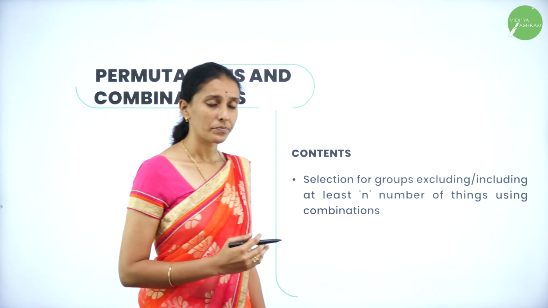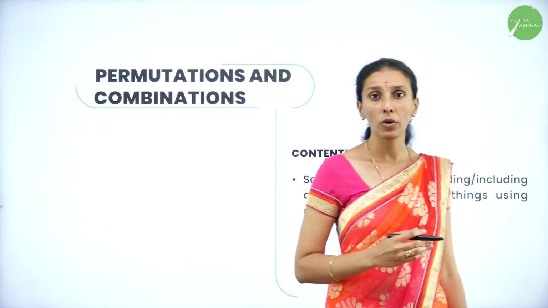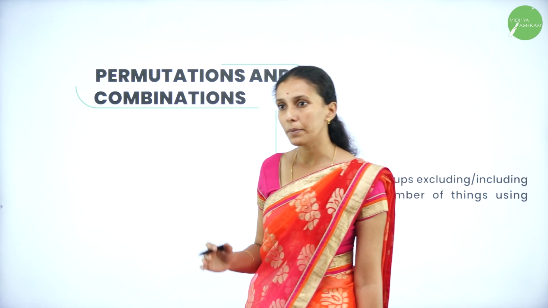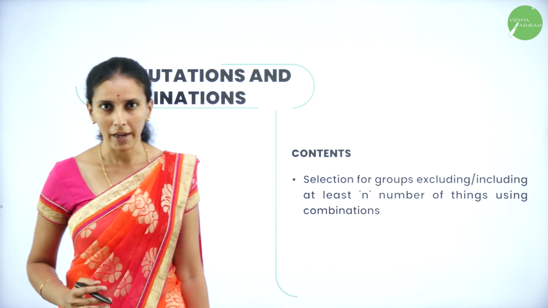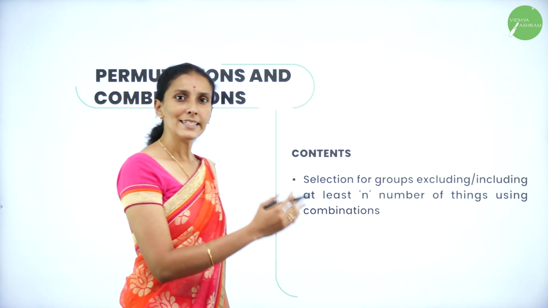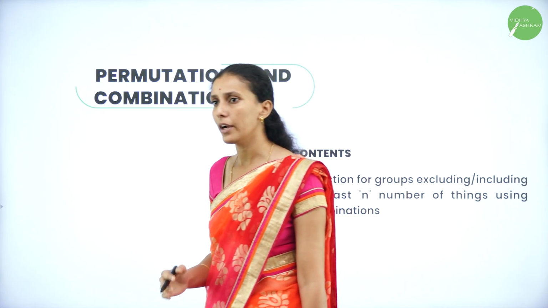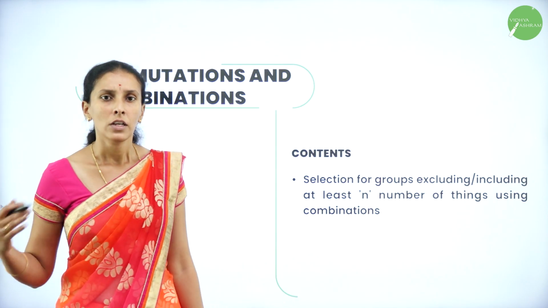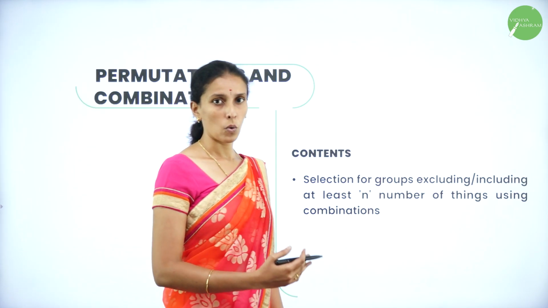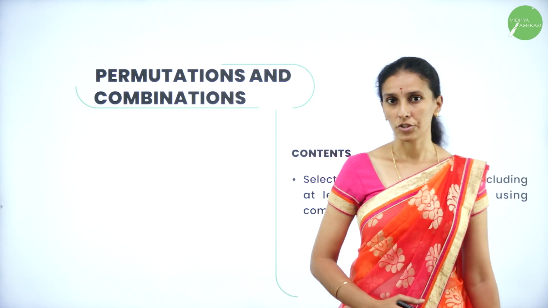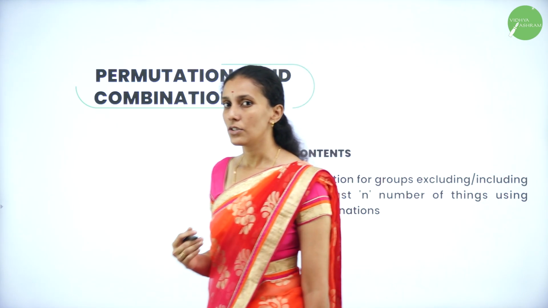In this session, we will discuss how the arrangements of people or any objects can be made when we have at least 3 members or at least 4 members, or when 2 members are included or 3 members are excluded. So these types of problems we are going to solve in this session. So let us start today.